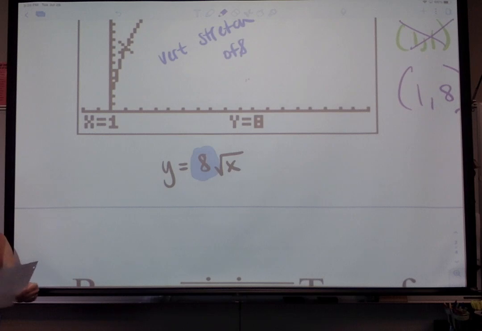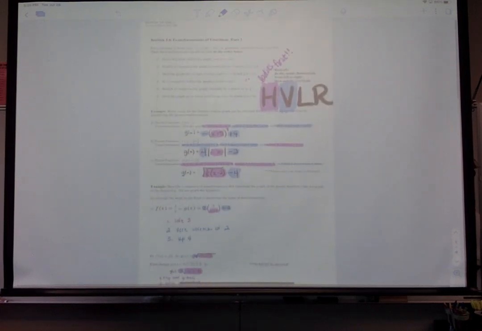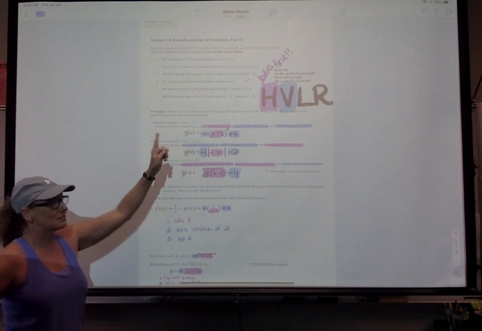Okay, that gets us through all the notes. That just about covers it. Make sure you remember that order, because that order is going to probably be worth some significant points on a test.